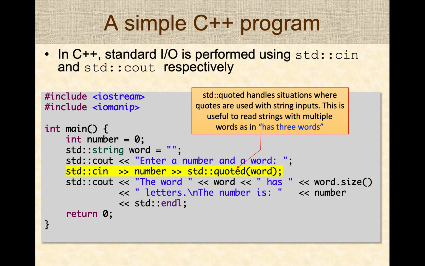There is also a special library helper method called std::quoted. This helps to parse out quotation marks or read inputs from the user where the user has typed quotation marks and includes multiple words. Normally, you would read only one word at a time, but with std::quoted, it'll handle situations where the user wants to type multiple words by placing them between quotation marks. std::quoted will remove the quotation marks and you'll get only the words between the quotation marks.